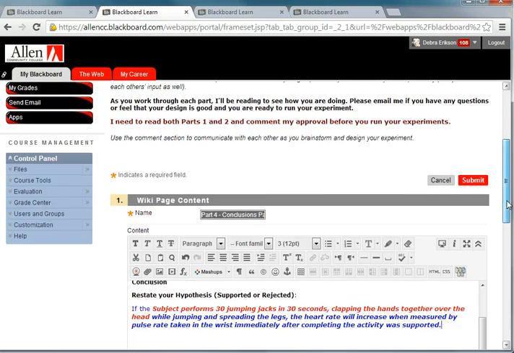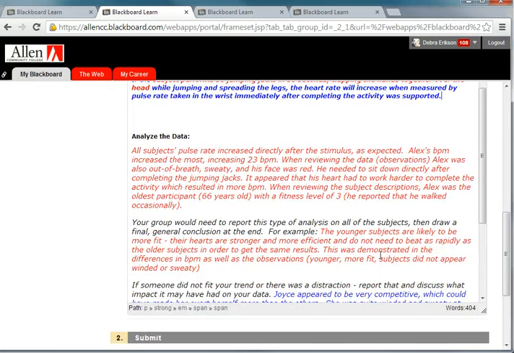All right, so now I go back and analyze the data. And this is talking very specifically. All subjects' pulse rate increased directly after the stimulus as expected. Alex's, and so I'm just going to do Alex right here. Alex's beats per minute increased the most, increasing 23 beats per minute. So you want to tell me exactly who and how much, because then you're going to go back and review the data. The observations: Alex was also out of breath, sweaty, and his face was red. He needed to sit down directly after completing the jumping jacks. It appeared that his heart had to work harder to complete the activity, which resulted in more beats per minute. That's my analysis right there.